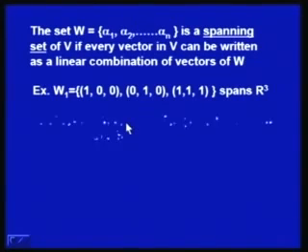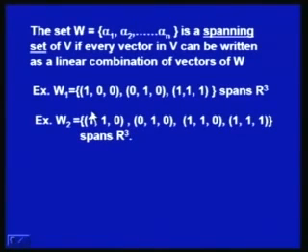We can have another exercise in which another subset W2 consisting of 1 1 0, 0 1 0, and 1 1 1 also spans R3. Viewers can check that they actually represent any vector. Any vector V in V can be expressed as a linear combination of these vectors. So W1 and W2 both span R3.